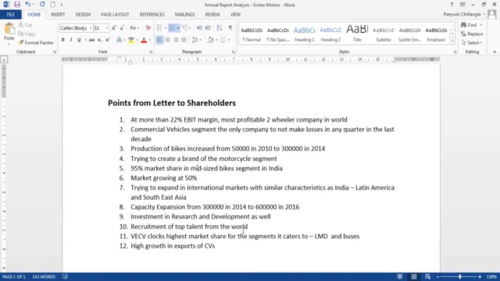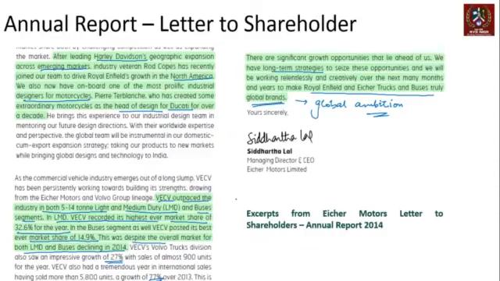Right? So that's what we derive from our letter to shareholders, and that's probably one of the more important parts of the annual report, wherever it is available. As we go ahead, we'll look at more important points like financial highlights and financial statements in subsequent videos.